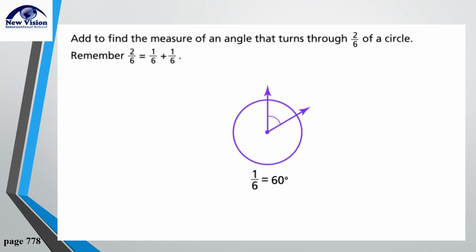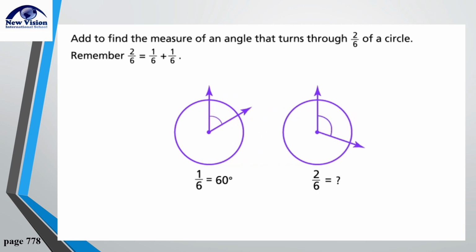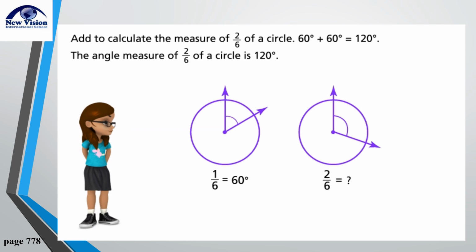Add to find the measure of an angle that turns through 2/6 of a circle. Remember, 2/6 equals 1/6 plus 1/6. Add to calculate the measure of 2/6 of a circle. 60 degrees plus 60 degrees equals 120 degrees. The angle measure of 2/6 of a circle is 120 degrees. Now you know what unit is used to measure angles.